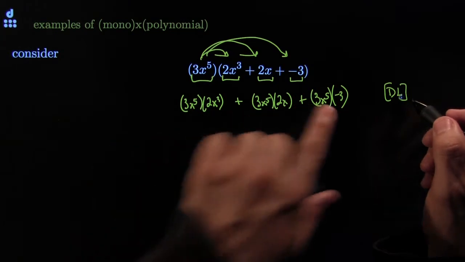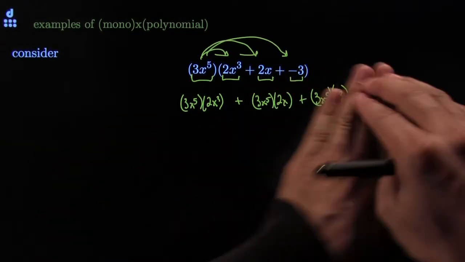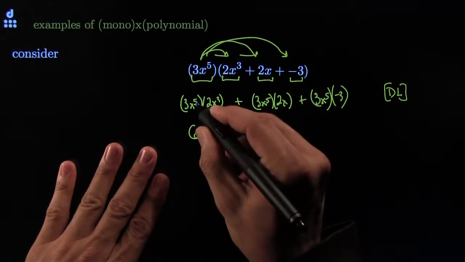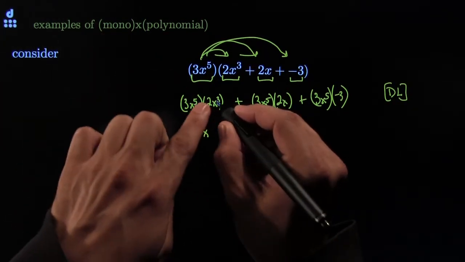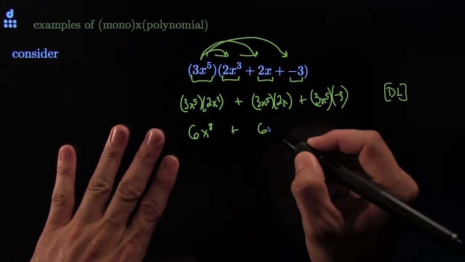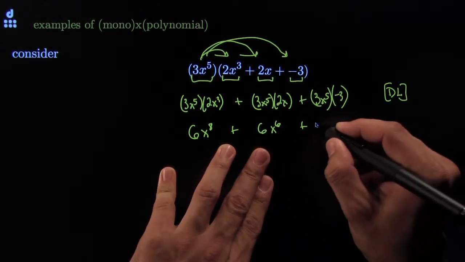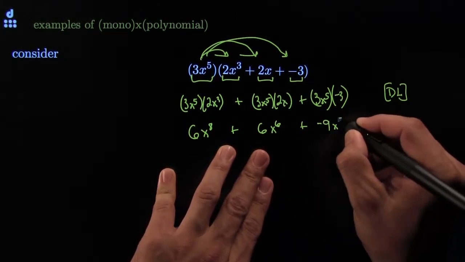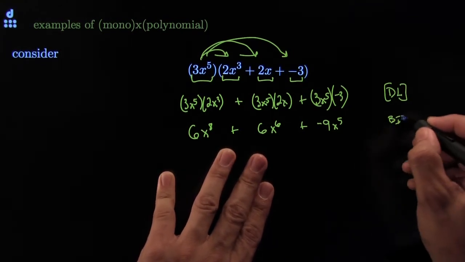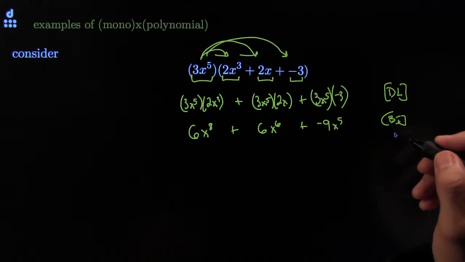And now you have 3 little baby problems of monomial times monomial, monomial times monomial, monomial times monomial. You can think about them as 3 little problems. This would be 6x, and I have x, 5 x's, and I have x, 3 x's. That's a total of 8. This of course would be 6, and I have 6 x's, and this will be negative 9, and I have 5 x's. Okay, and of course that's it. That's how you do a monomial times a polynomial. That's one way to do it anyways.